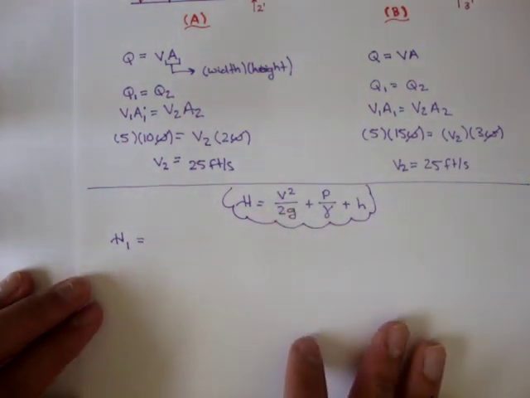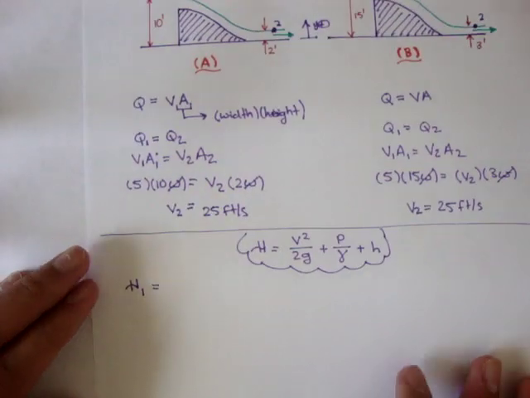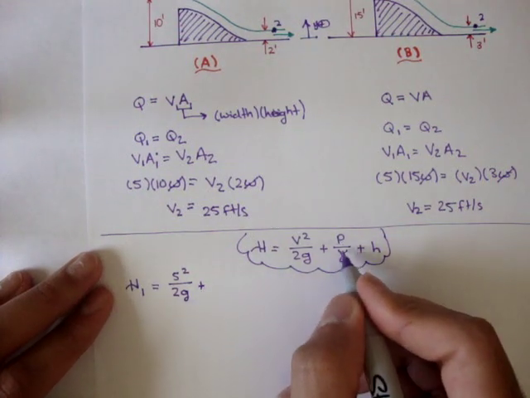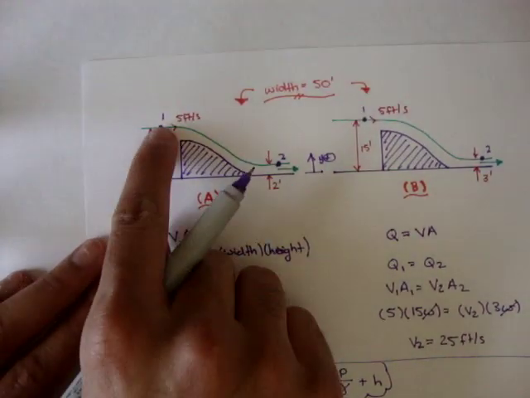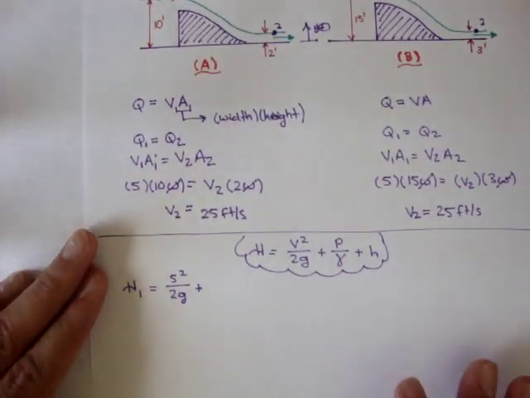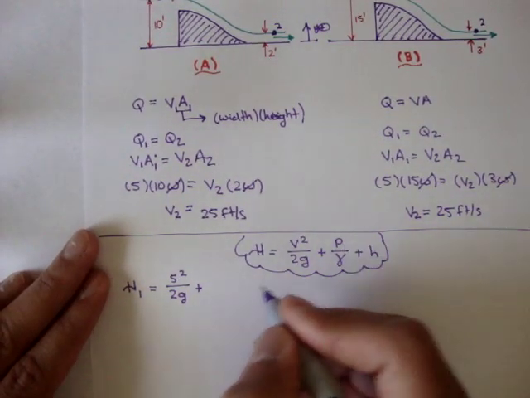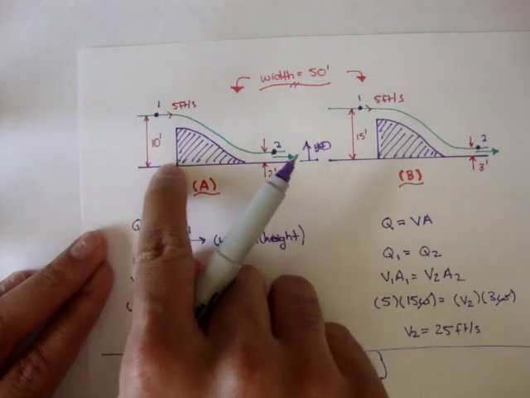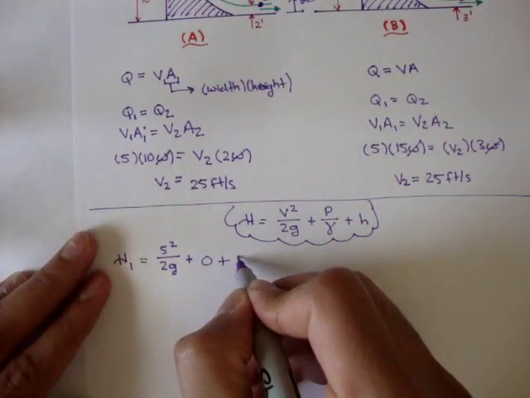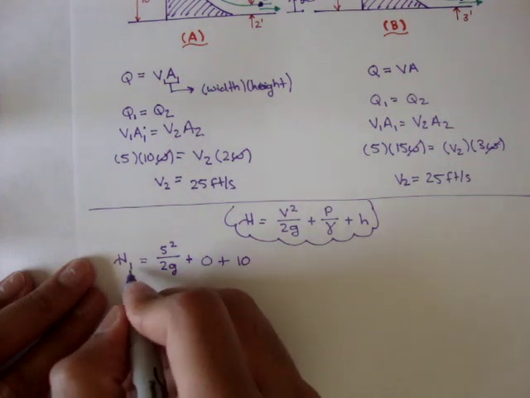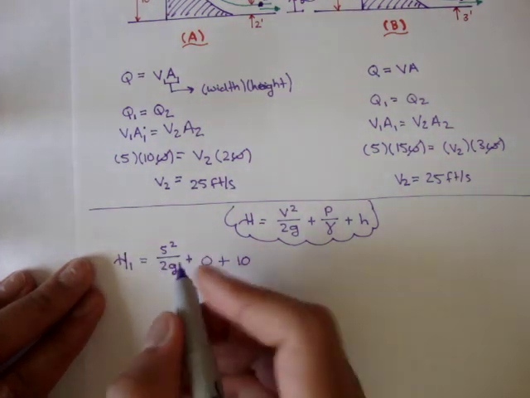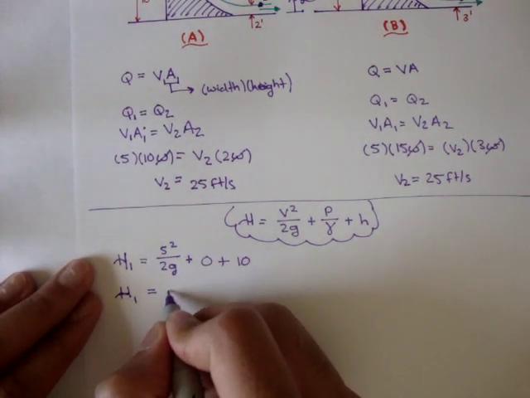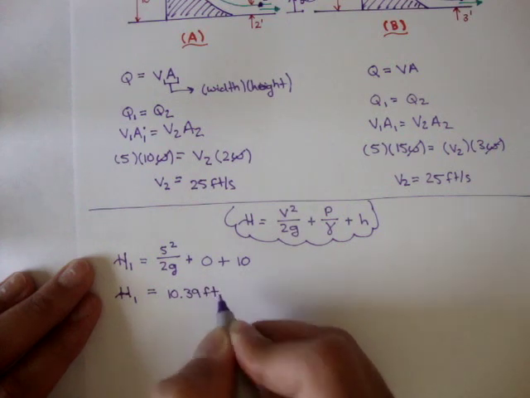The velocity at 1 would be 5 feet per second. So 5 squared over 2 times gravity plus pressure over gamma. Well, this is open to the atmosphere, so the pressure at 1 is equal to 0. So that would make this term 0, right? So 0. Plus the height relative to the datum. So this is 0 and it's 10 feet high. So the height of point 1 is 10. And if we solve this out, we get the total energy head at 1 is about 10.39 feet. Okay.